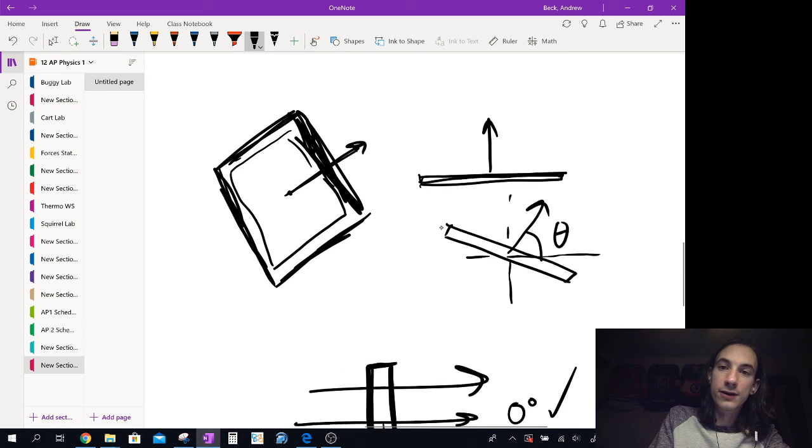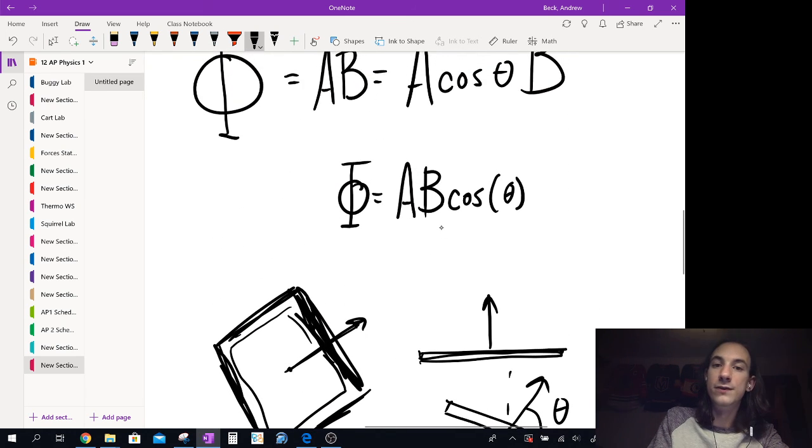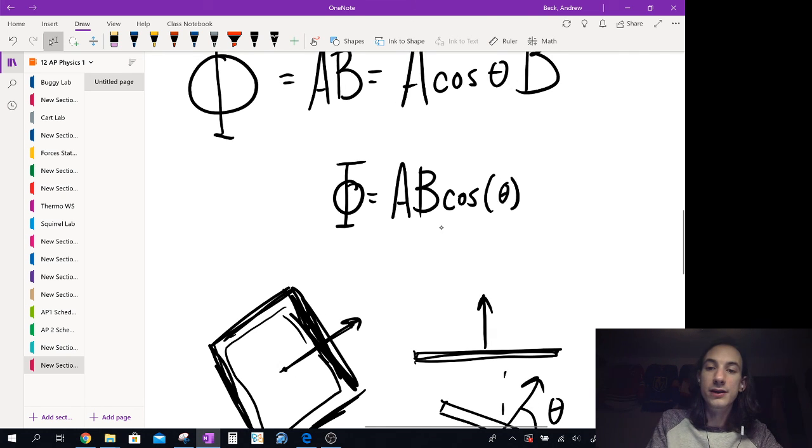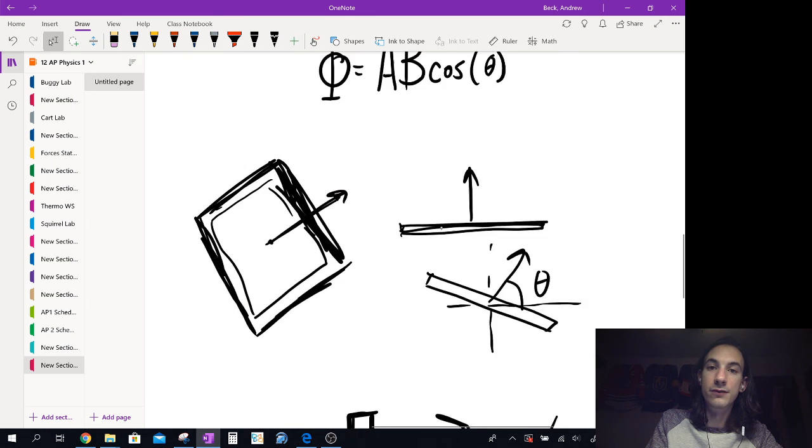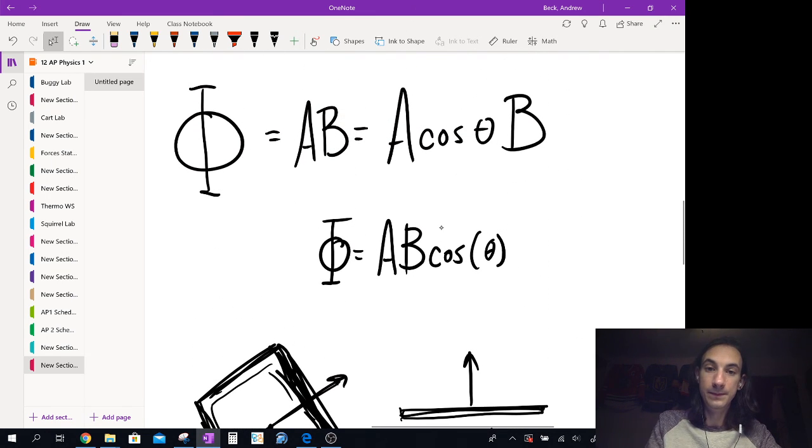So it is based on our area. This magnetic flux stands for the changing magnetic field within our loop of wire. It is equal to our area times the magnetic field times the cosine of theta, where our angle is based on how much magnetic field is passing through our area. All right.